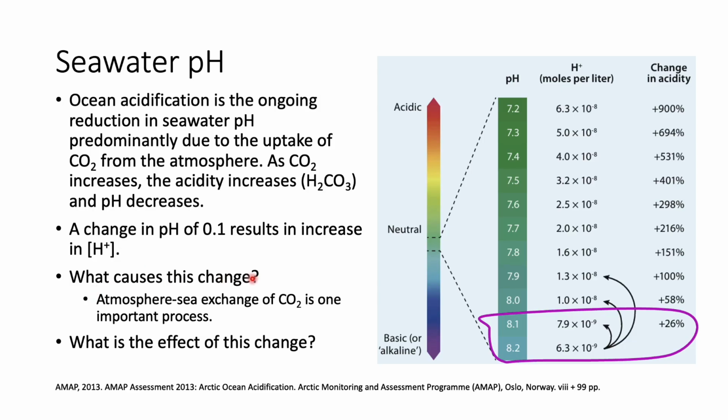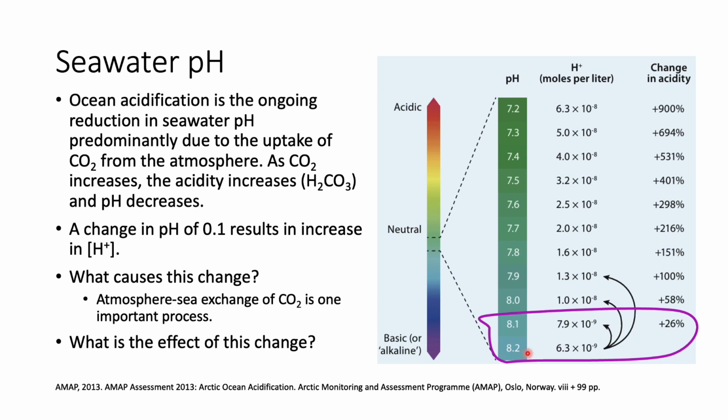So what causes this change? The atmosphere-sea exchange of CO2 is one of the important processes. Now let us look at this change of pH. Here is the pH scale given from acidic to basic, and neutral is the region given in green color, which is expanded here. The pH scale we have given here runs from 7.2 to 8.2, and each one shows the hydrogen ion concentration, that is, the moles per liter of hydrogen plus ions present at a particular pH, because pH is nothing but a negative logarithmic scale of hydrogen ion concentration.